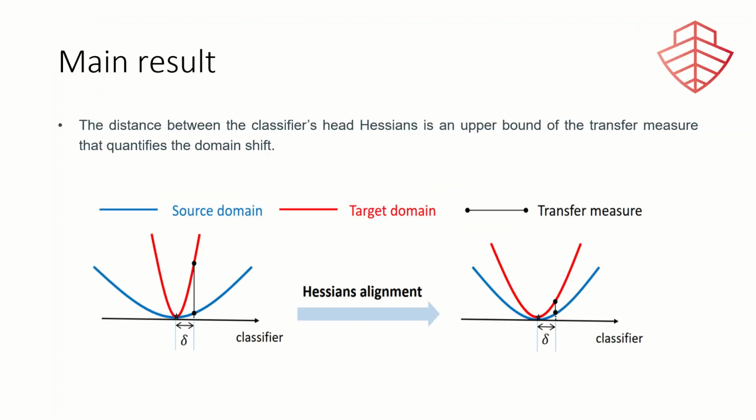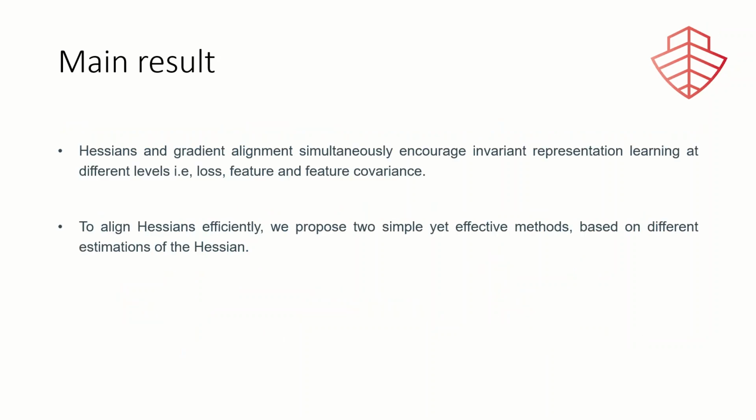The main result of our work is that the distance between classifier head Hessians is an upper bound of the transfer measure, which is a recently developed tool for quantifying the domain shift. So basically, in this plot, if we consider the blue and red curves as classifier head Hessians, this dark line is a transfer measure which quantifies the domain shift, and is basically the difference between the excess risk on the target and source domains. So intuitively, if we align the Hessians or curvatures of these two curves, we will have less transfer measure, and as a result, better transferability and better out-of-distribution generalization.